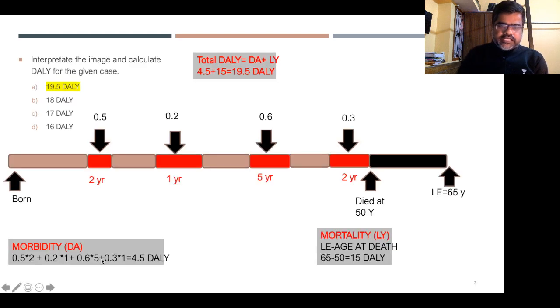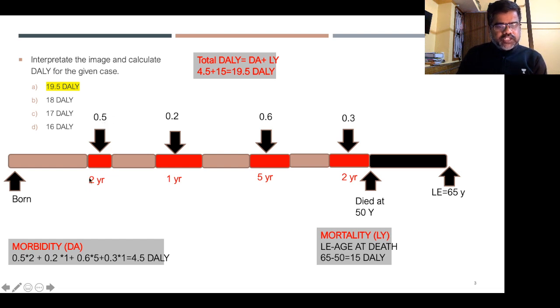Now coming to the morbidity part, all the red bars are the periods when the person was sick. First of all, the person was sick for 2 years. He was not able to perform his major activities. It was a morbid condition, and his disability weight is 0.5.